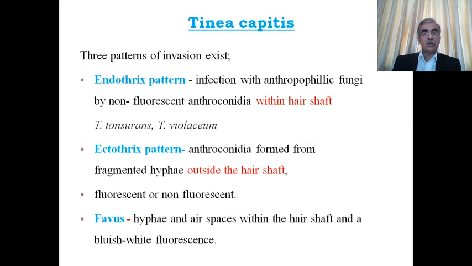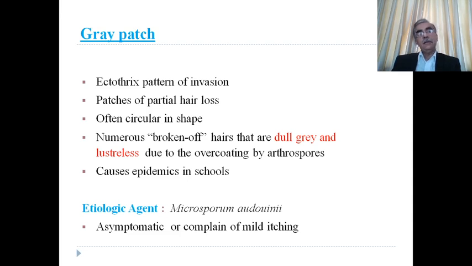Then favus is another type where hyphae and air spaces within the hair shaft are seen, and a blue-white fluorescence is seen on Wood's lamp examination. Then clinically, tinea capitis can present as gray patch, which is the commonest presentation, and caused by ectothrix pattern of invasion. Patches of partial hair loss are seen over the scalp, often circular, and numerous broken off hairs with dull gray and lusterless hair are seen due to overcoating of arthrospores, and they can cause epidemics in school.